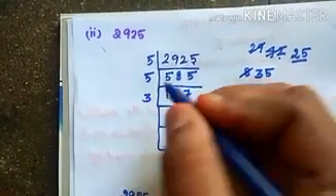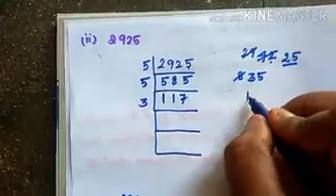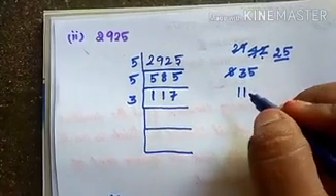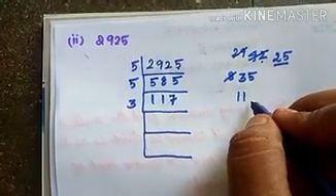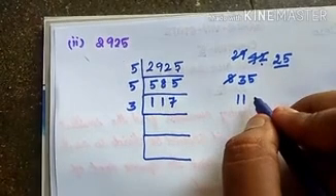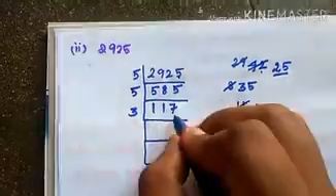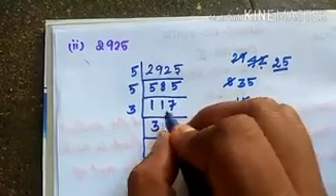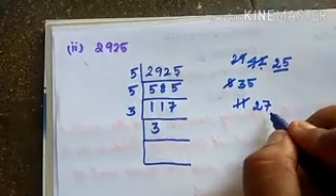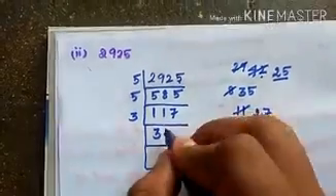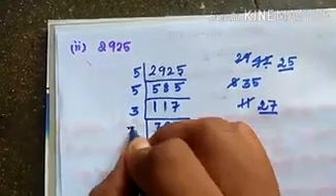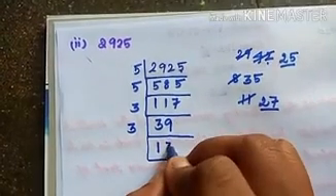So directly go with the 3 table. First we take 11. 4 3s are 12, and 12 is greater than 11, so we take 3 times, which is 9. Remaining 2. You take another number, that is 27. How many times? 9 times. 1 3s are 3, 3 3s are 9.